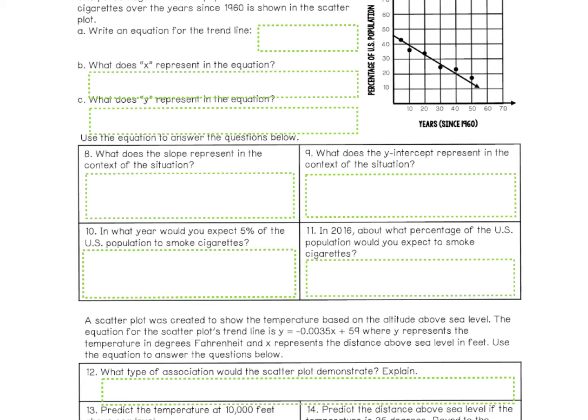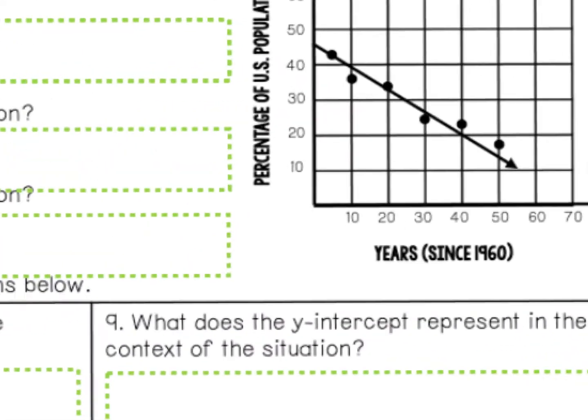So the first thing we're looking at is a scatter plot showing you how the percentage of the U.S. population is compared to the year since 1960, and the topic is smoking cigarettes. So they tell you that in 1960, about 45% of the U.S. population smoked cigarettes. The percentage of the U.S. population that smoked cigarettes over the years since 1960 is shown in the scatter plot. So first they want you to write an equation for this trend line.